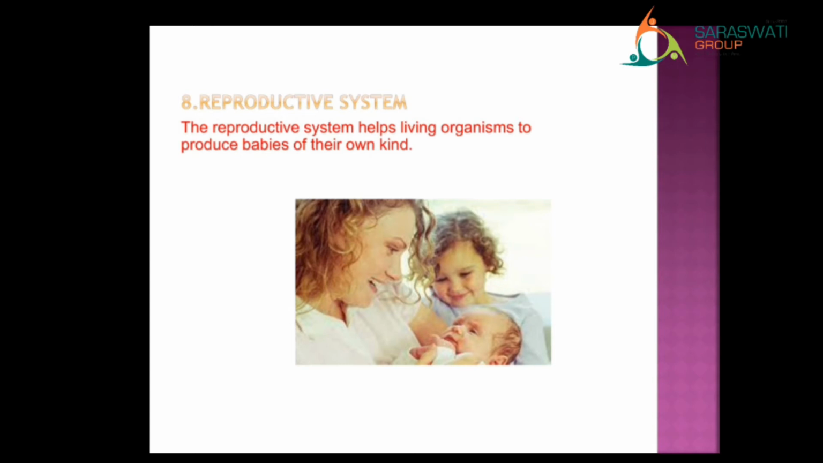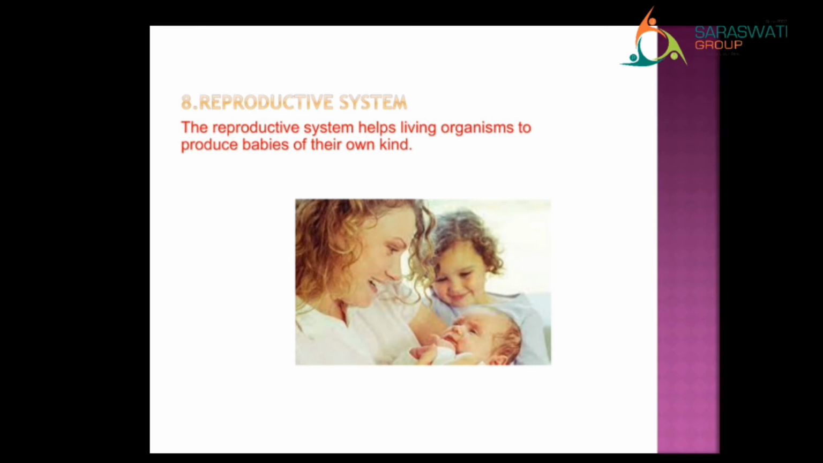The reproductive system helps living organisms to produce babies of their own kind. It is needed for the continuity of life. For the continuity of life, reproduction is a must. The babies grow up and look similar to their parents. This is called the reproductive system.